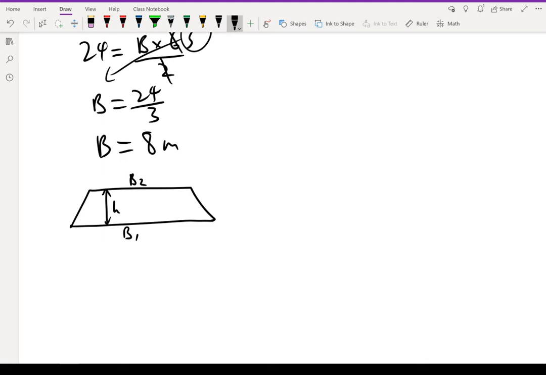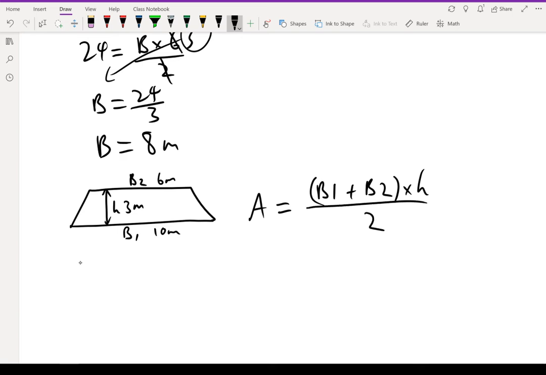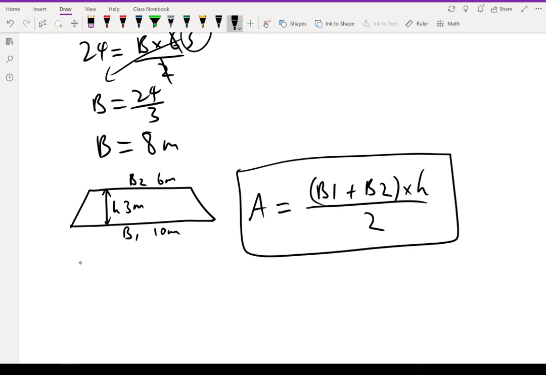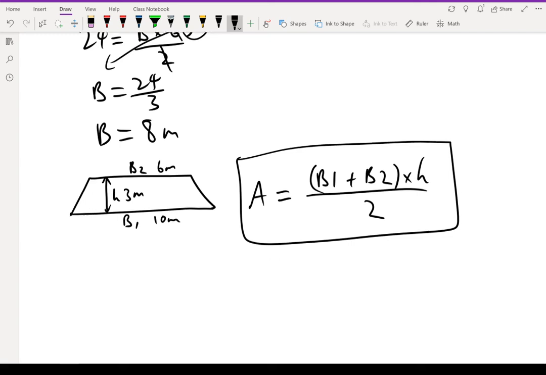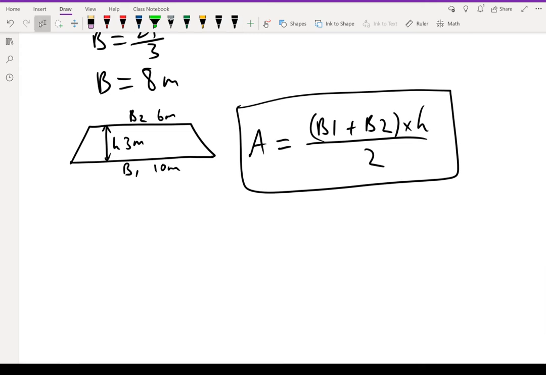Let's say that the base 1 here is 10 meters and our base 2 here is 6 meters, and we have a height of 3 meters. So area of a trapezoid, area is equal to base 1 plus base 2 in a bracket times the height divided by 2. You will have to remember this equation for the trapezoid. It's base 1 plus base 2 in a bracket times h divided by 2. So let's put these values into our equation.